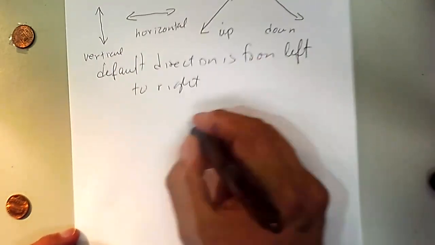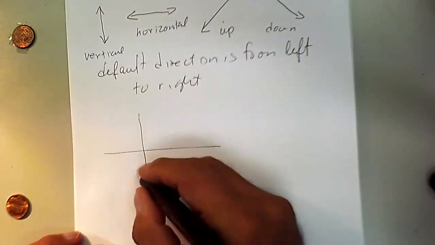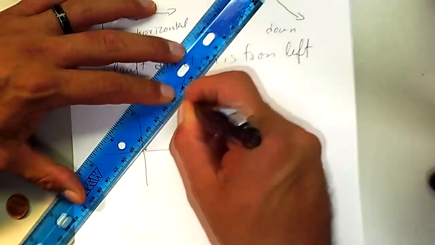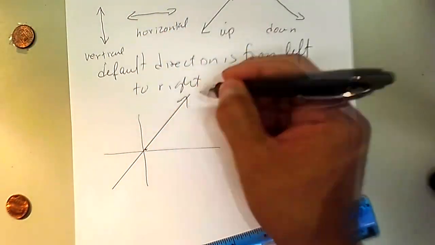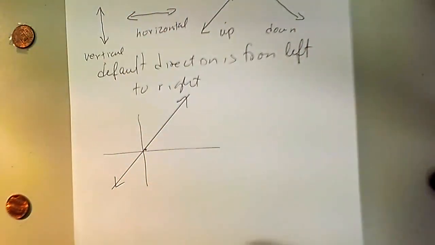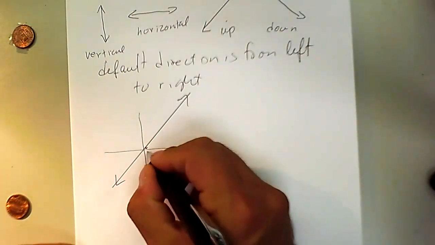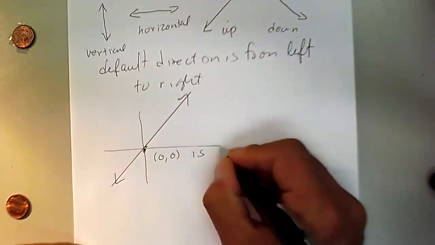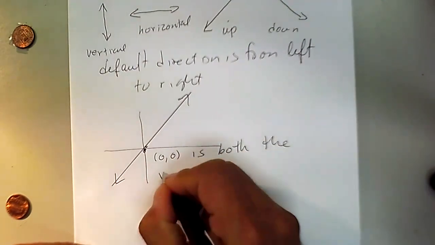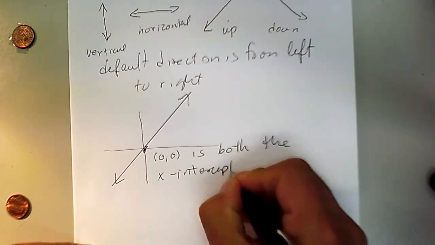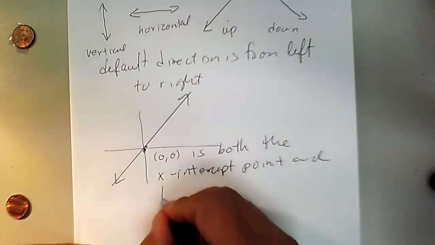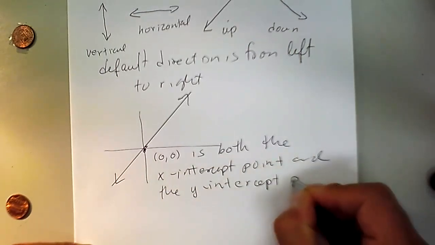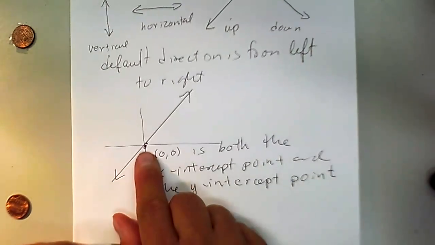Oh, if a line goes right through the origin, and it doesn't have to go at a 45-degree angle, it can go at any angle. I just happen to go approximately at a 45-degree angle. Then this point, so the line goes through the origin, 0, 0 is both the x-intercept point and the y-intercept point. It is both of them.